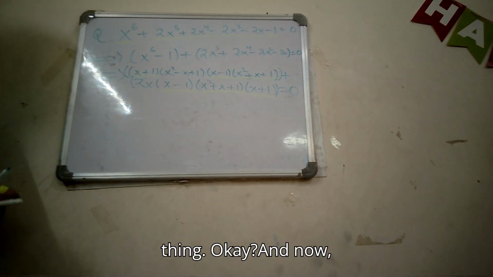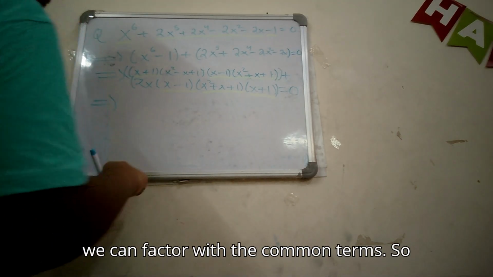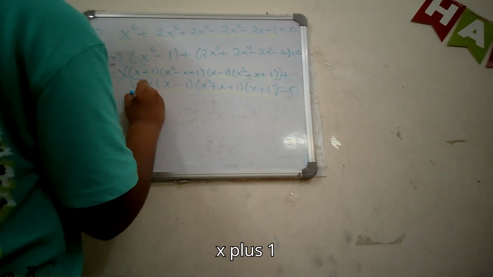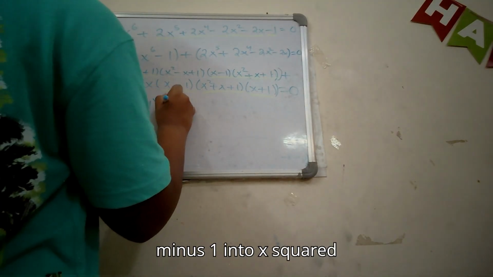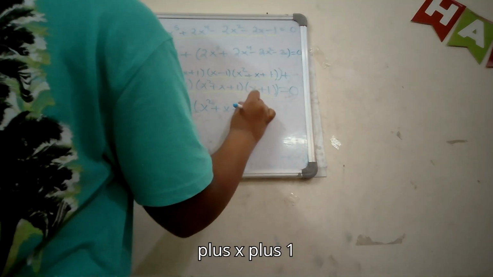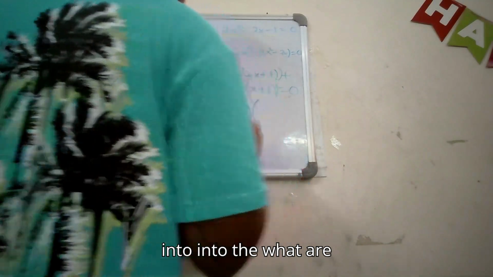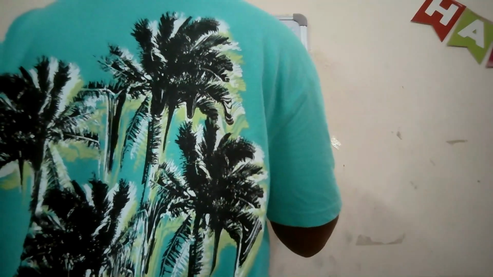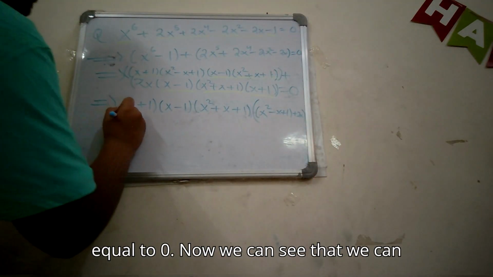Okay, and now we can factor it with the common terms. So first let's write down x plus 1 into x minus 1 into x squared plus x plus 1, okay, into the terms that are not common: x squared minus x plus 1 plus 2x, and this is equal to 0.